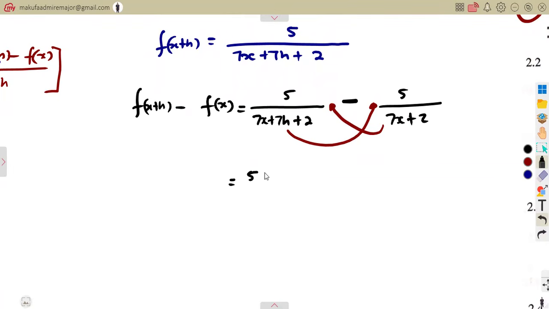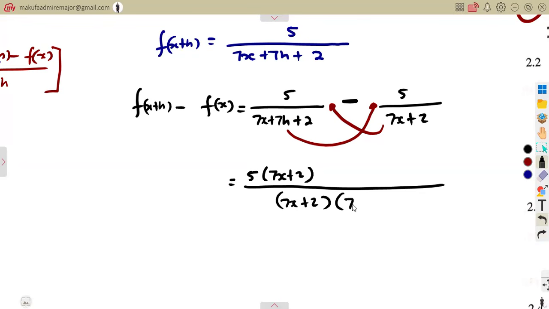So how am I going to take it? It is going to be 5 into this. So it's going to be 5 into 7x plus 2. So we are going to be having now the 7x plus 2 into this bracket. So instead, just combine. That is the idea there. So you're going to have 7x plus 2 into 7x plus 7h plus 2. All right. So you take this, take it this side. The 5 multiplies this. This 7x plus 7h, this one, it is multiplied to minus 5. So it will be minus 5 into 7x plus 7h plus 2, just like that.